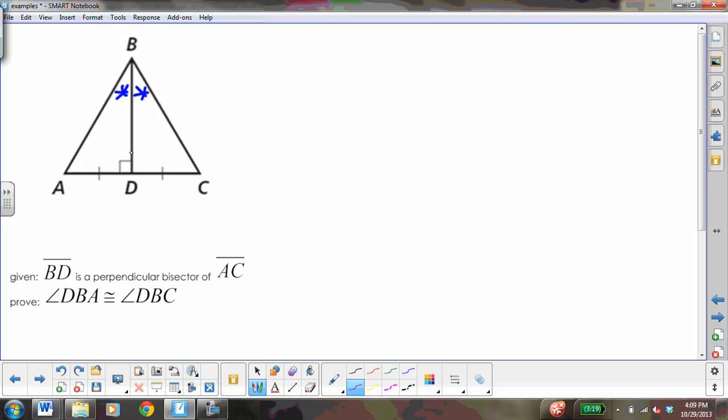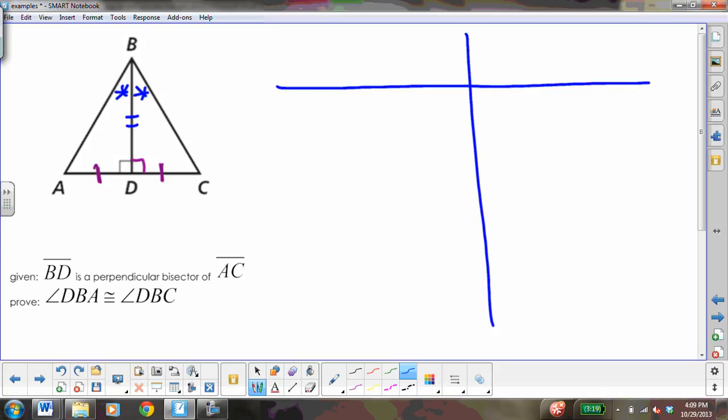Since BD is a perpendicular bisector, it means that one, BD and AC meet at a right angle. It also means that AD and DC have to be congruent because BD bisects it. The only other portion I need to mark in my picture would be this middle side that both triangles share.